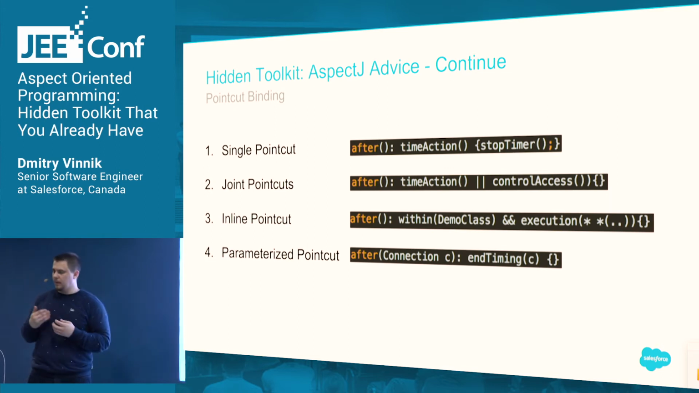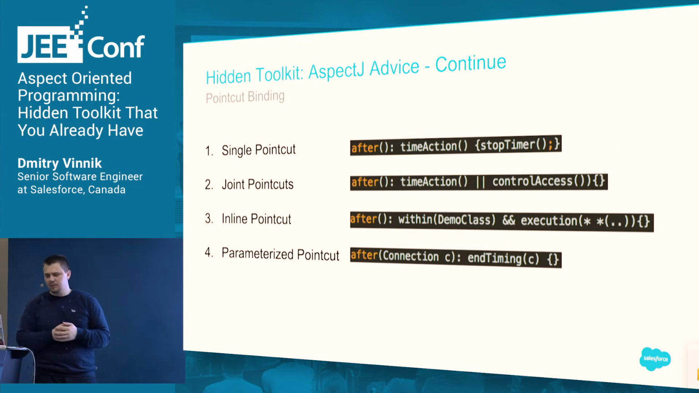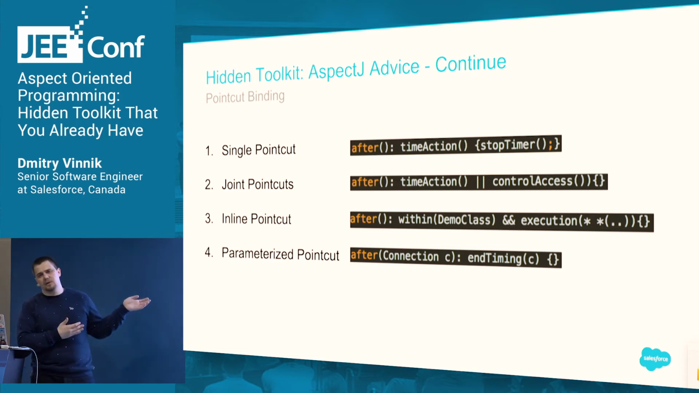In terms of binding for the advices, there are a variety of ways to do it. The simplest one, of course, is to use a single pointcut that we defined earlier, like time action. It's only targeting certain public calls. Joint pointcuts: again, Boolean algebra to the rescue. You can use any operands: and, or, not. Then you also can use inline pointcuts, which you, again, might want to avoid. And the last one, which I'm not going to cover as much because it's part of inner types and aspects, is the parameterized pointcut, where you can actually pass a certain argument.